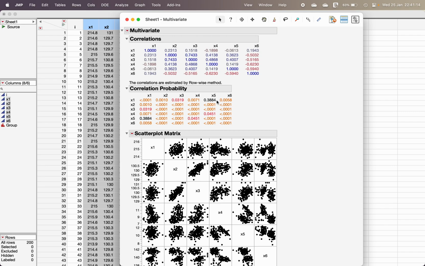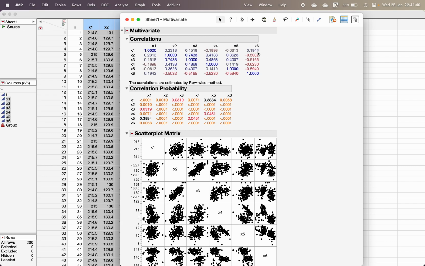So for example, for x1 and x5, the correlation is minus 0.0613. Negative means it is in the opposite direction. That means when one increases, the other decreases. So this is why it is negative. The correlation coefficient is 0.0613, and this is the p-value. If the p-value is higher than 0.05, that correlation is not statistically significant.